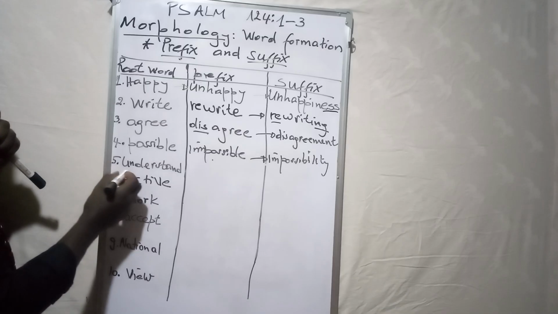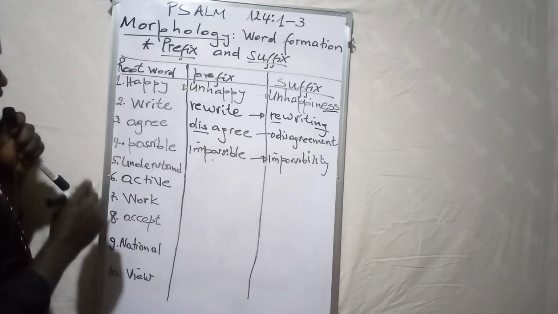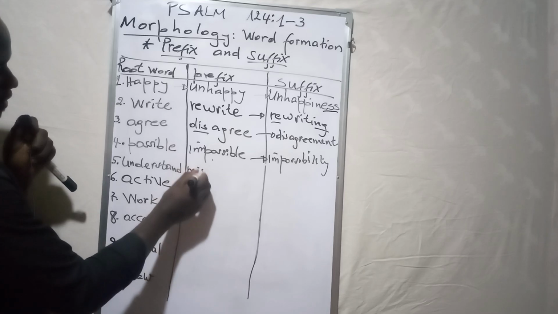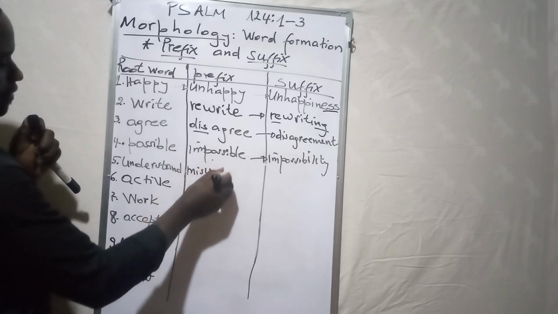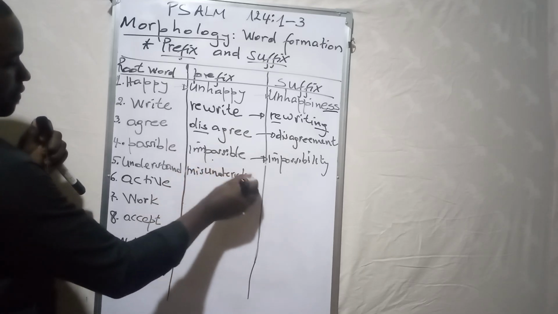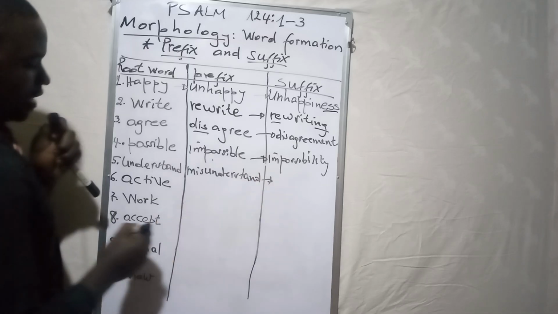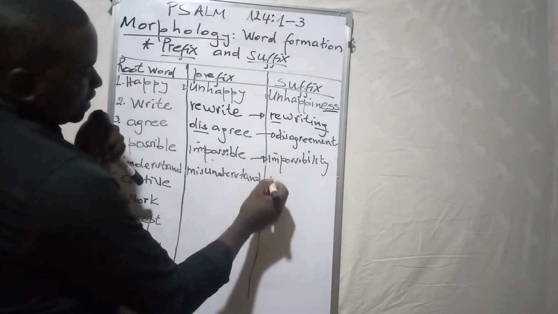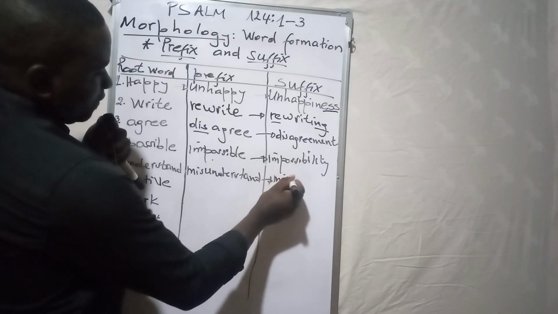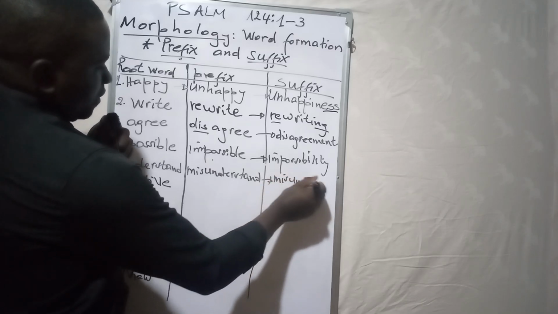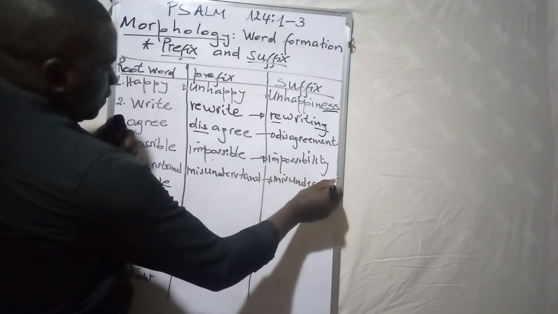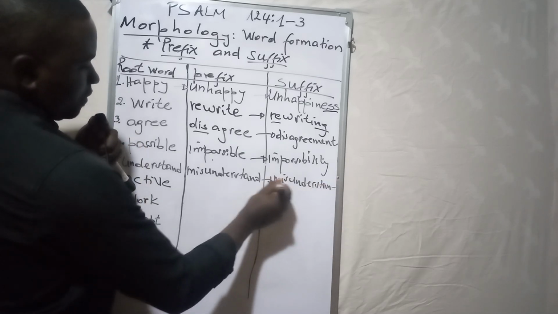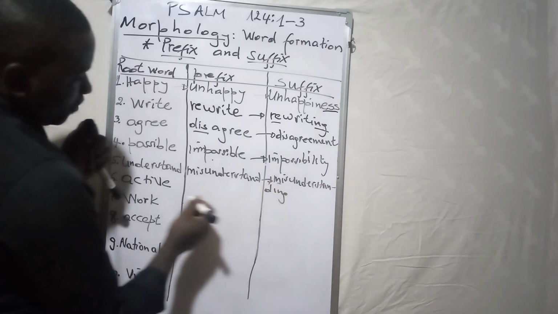So here we have understand. It is a verb, to understand. We say misunderstand. And you can have misunderstanding. Misunderstanding, right?